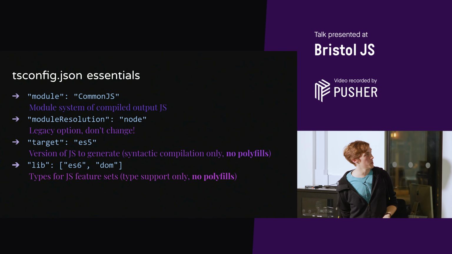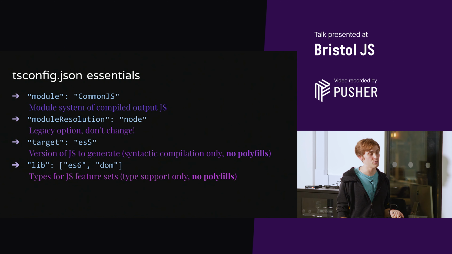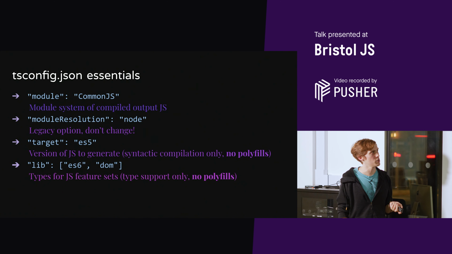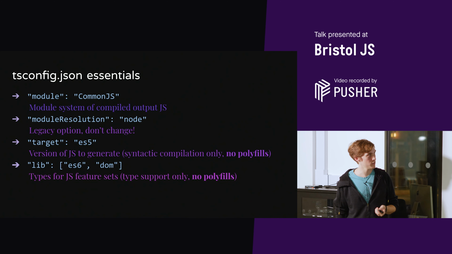So module. Module is the export and import style that it's going to output. So if you're using ES5 style, you want commonjs. I think it's ES6 if you want the import default, export default type styles. Module resolution, this should always be Node, never change it. The other option is legacy, and it's just there to confuse you.